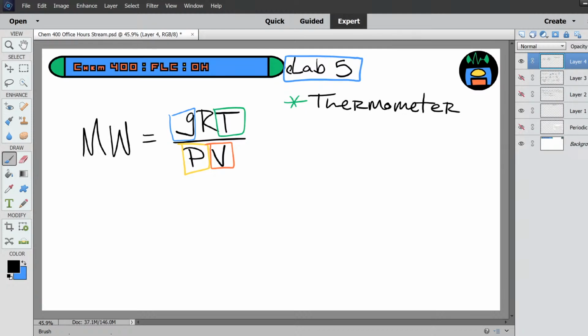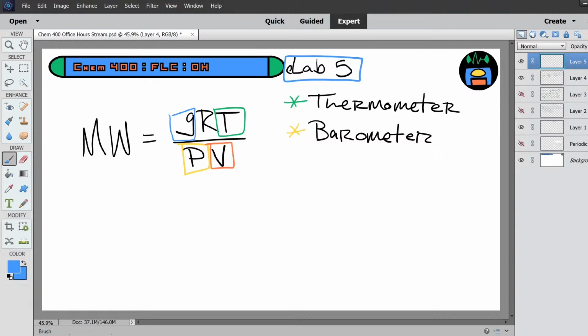All right. Pressure is measured in a lab context with a barometer. So again, that's just looking at a dial, reading off the pressure. There you have it. What's a little trickier is measuring the mass and the volume.